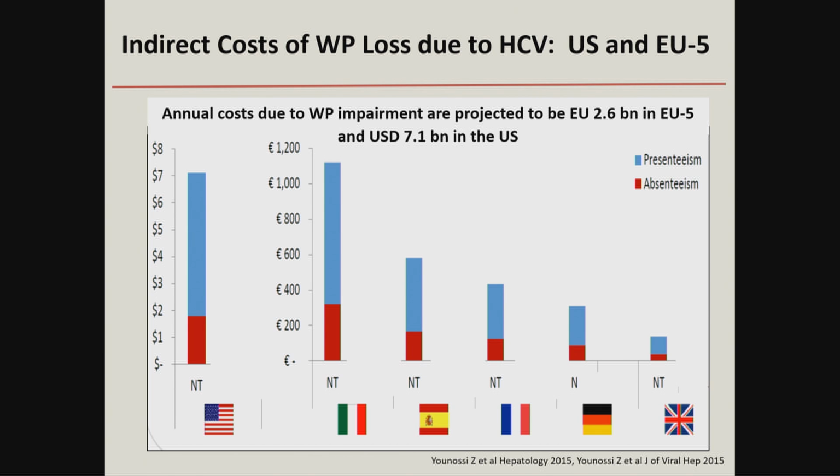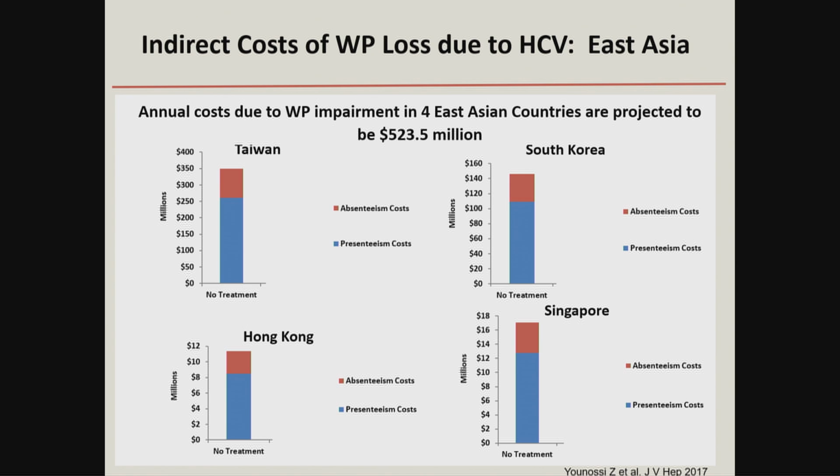So work productivity loss can have a significant negative economic impact. We replicated the same study in East Asia: Taiwan, South Korea, Hong Kong, and Singapore. And this is the data that was published last year in the Journal of Viral Hepatitis. Again, in these 4 Asian countries, there was about $500 million annual cost related to work productivity.